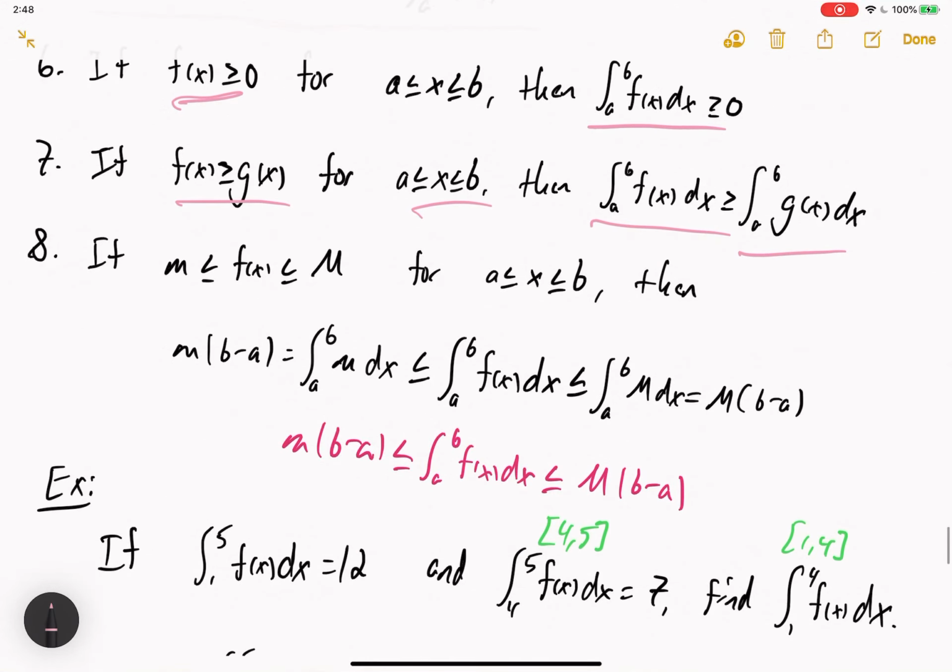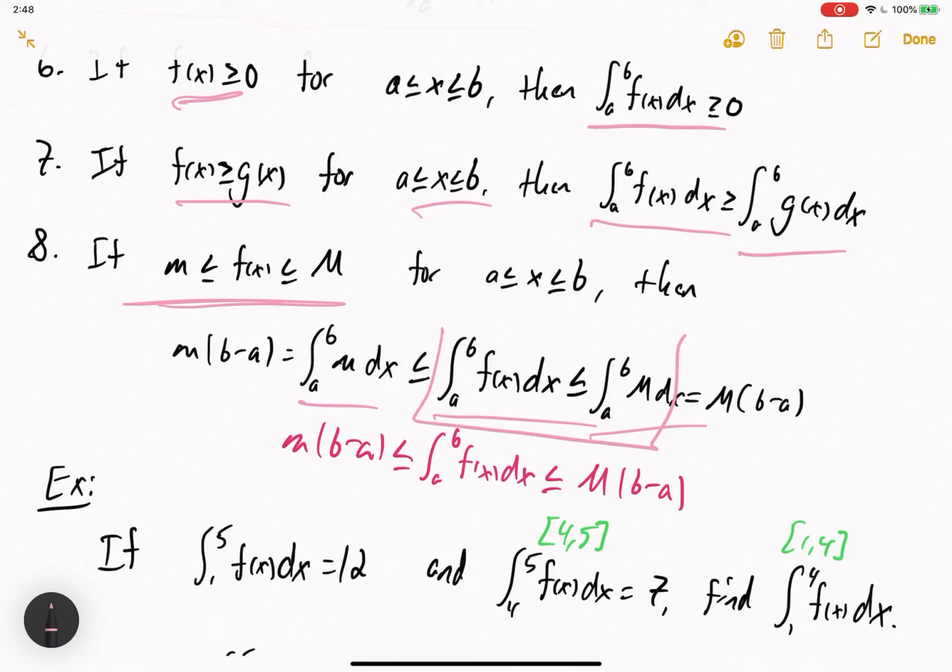And then the last one is that if you have m, which should be less than or equal to f of x, greater than or equal to M, so f of x is between two numbers, say its minimum and its maximum, on some interval, then we have this chain of inequalities. So what we really have is the integral from a to b of m dx, less than or equal to the integral from a to b of f of x dx, less than or equal to the integral from a to b of M dx.